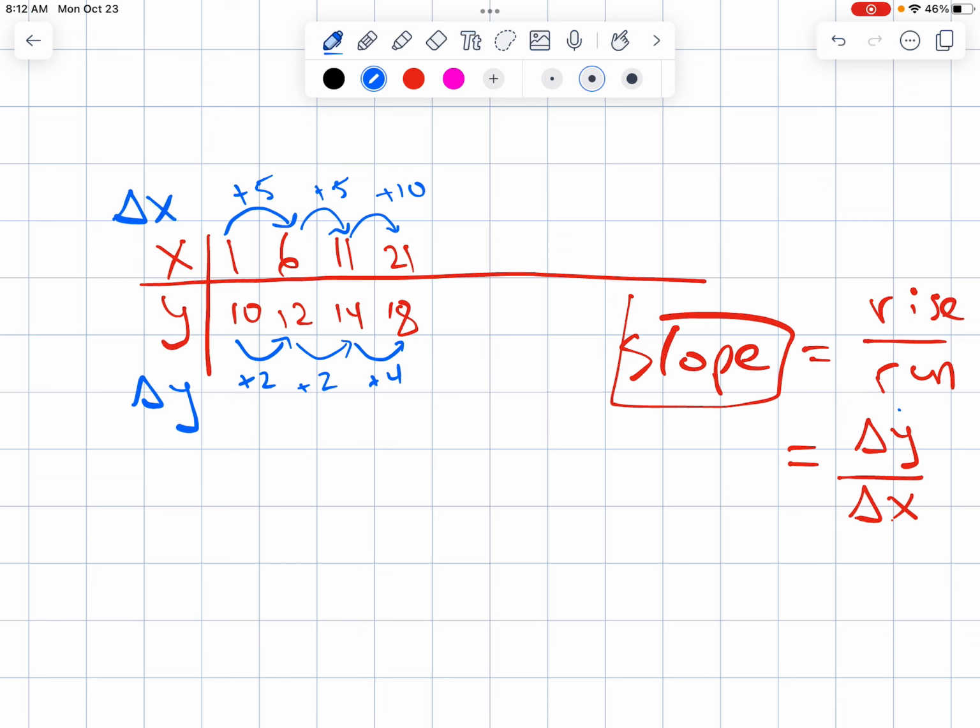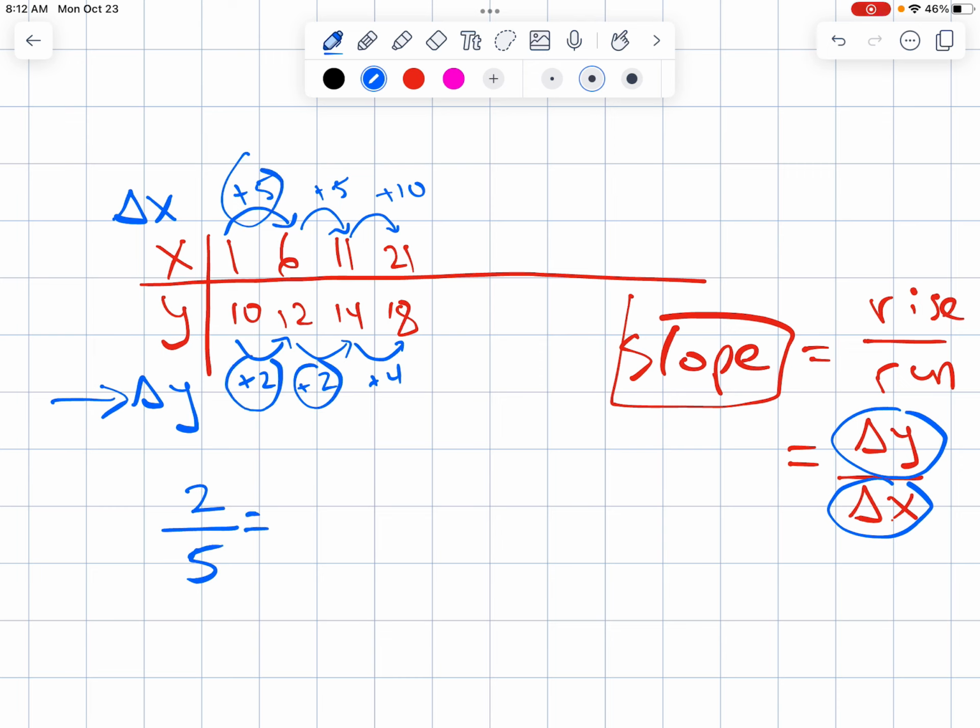So again, slope is the change in y divided by the change in x. So that's going to be change in y on top, 2, change in x on bottom, 5. So 2 over 5. And that should be equal to this. This is also 2 over 5.